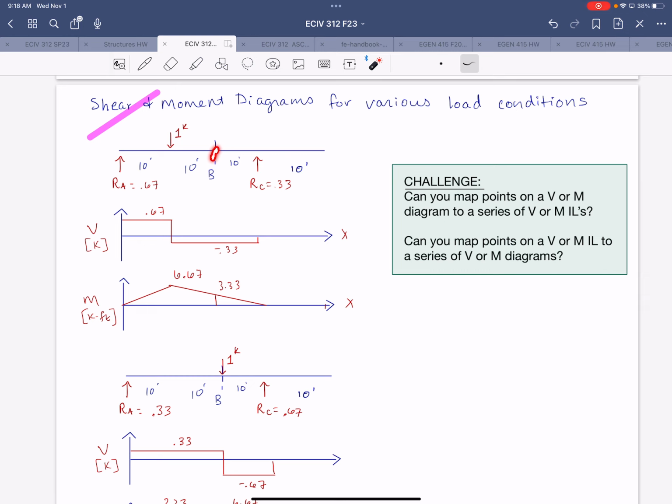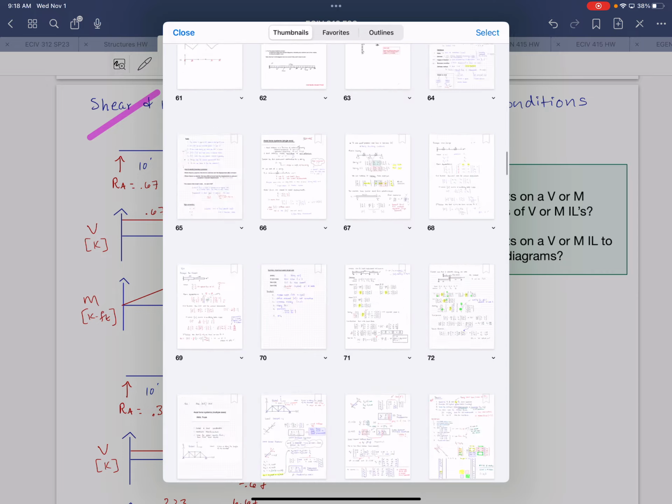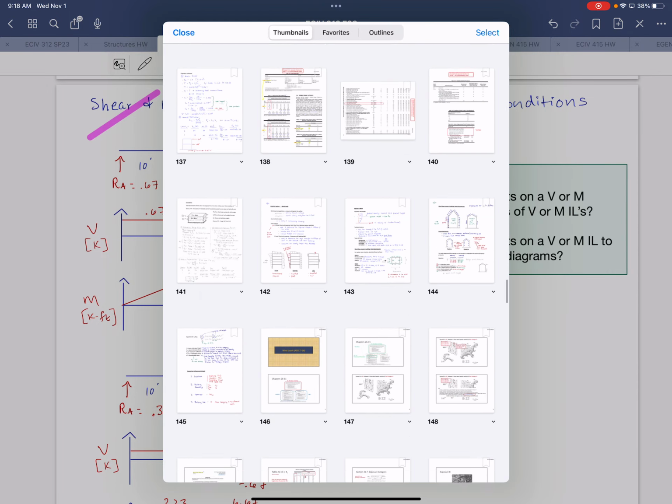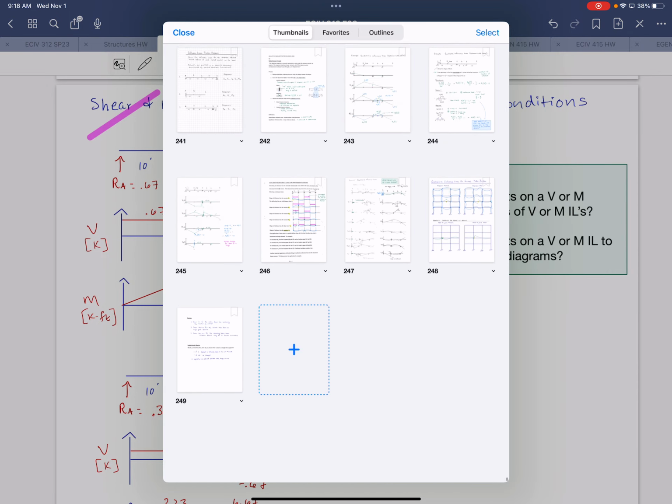You're looking right at it, right? Here's your shear diagram. This shear diagram is specifically for this load case. The load isn't moving, it's not changing for this shear diagram. So the shear at B, when the unit load is at 10 feet, is negative 0.33. That does match up with what we found when we developed that influence line, right?